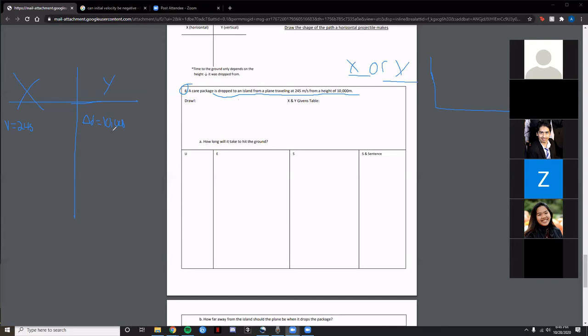All right, and then just trying to check something real quick. I know that velocity is constant, so v of I equals 245 on X. We know acceleration on Y equals negative 9.8, and we know acceleration on X is going to be 0. There's no acceleration on X. And time is the same on both.